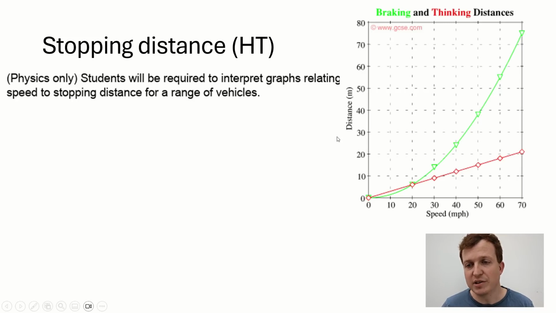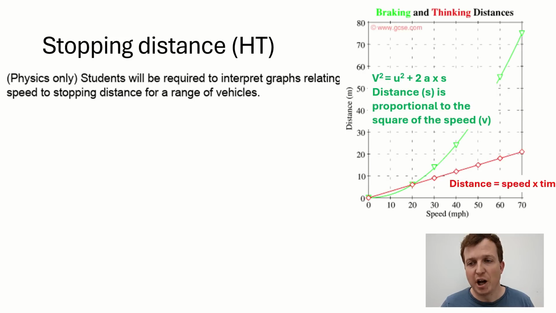As speed increases, we can see the total thinking distance increases. It is a linear correlation, meaning that distance is directly proportional to speed. The reason for that is because distance equals speed times time. The green line, however, the braking distance, is not proportional. The relationship here is that distance is proportional to the speed squared. So as the speed doubles, the distance would quadruple. I'll show you why this is the case in a second, but we've got this equation up here, v squared equals u squared plus 2as, to help us out.